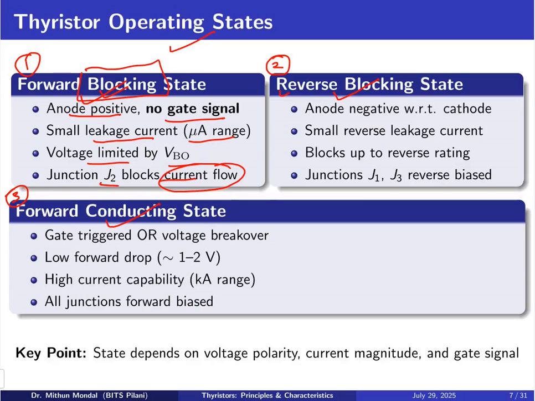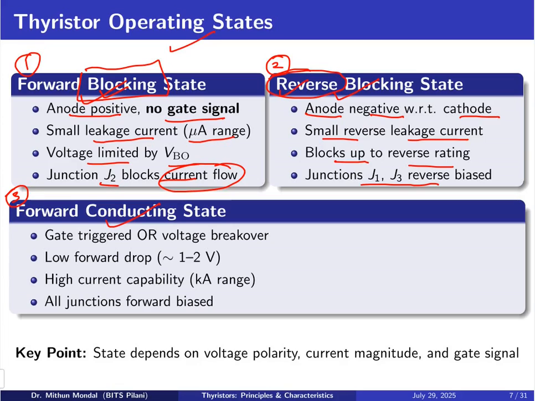In the reverse blocking state, where the anode is negative with respect to the cathode, there will be a small reverse leakage current, and this will block up to the reverse rating. The junctions J1 and J3 will be reverse biased. So this is under the reverse condition, and the reverse leakage current is going to flow.